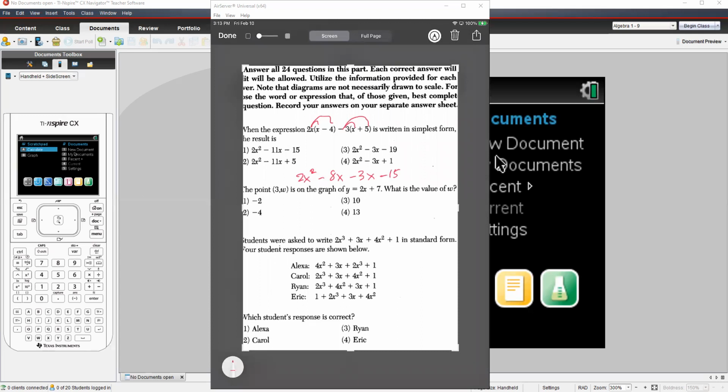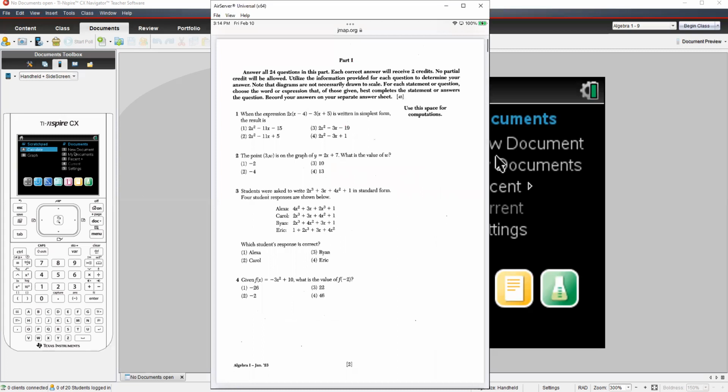Now, combine like terms. The two terms that I can combine are right here. So it's going to be 2x squared, and a negative 8x minus 3x is going to be a negative 11x minus 15. And that would be choice 1. Now, that's one way of doing it. And if you're comfortable distributing and combining like terms, that's fine. But there's another way. So let me show you that using the calculator.